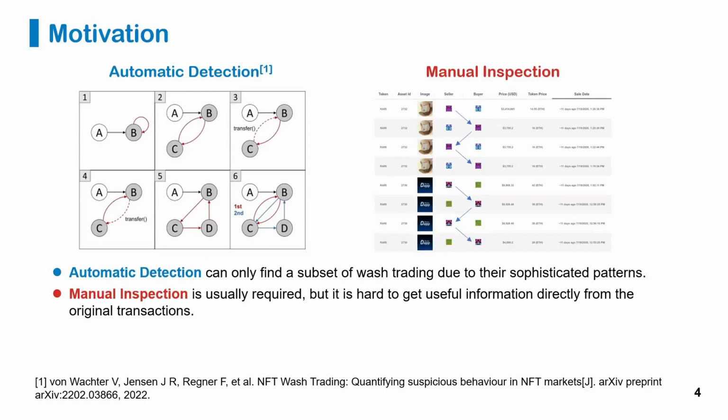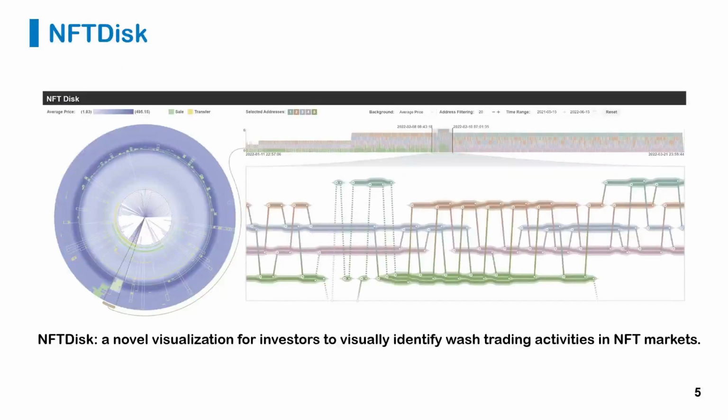For wash trading detection, automatic detection can only find a subset of wash trading due to their sophisticated patterns. Manual inspection is usually required, but it is hard to get useful information directly from the original transactions. To solve this problem, we propose NFTDisk, a novel visualization for investors to visually identify and analyze wash trading activities in NFT markets.